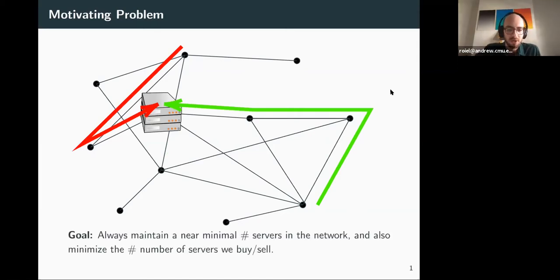So our goal here is to always maintain, as I said, a near minimal number of servers in the network, and to also minimize the number of servers we buy and sell between time steps. And this notion of how many servers we buy and sell between time steps is commonly referred to as recourse. This is the number of takebacks in our solution. Sometimes people talk about this in the language of consistent algorithms, but I'll use this terminology for the talk.